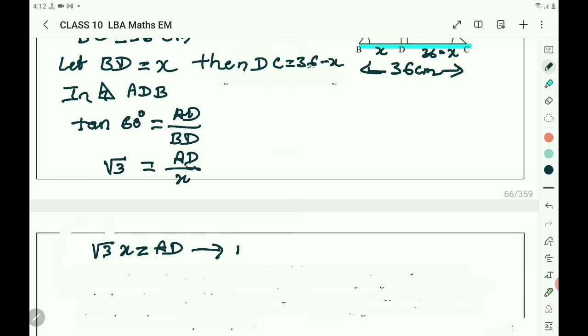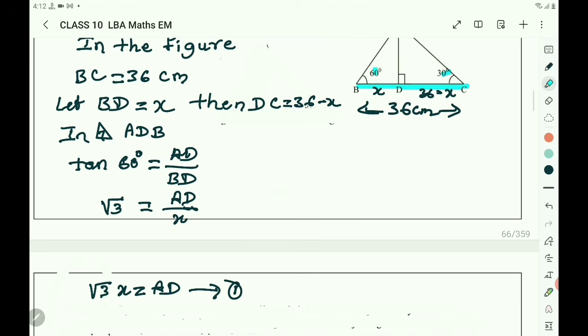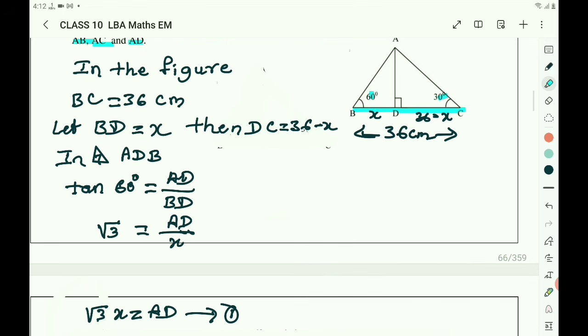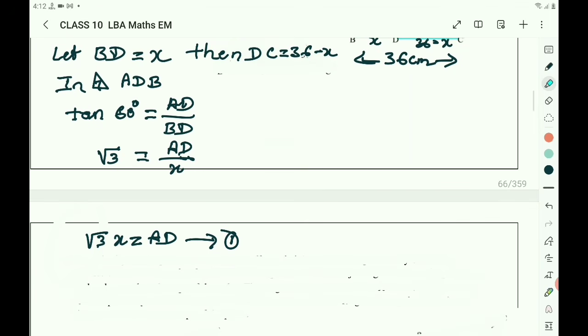Consider this as first. Then take the right angle triangle ADC. For this 30 degree, AD is the opposite side and DC is the adjacent side. Again use the trigonometric ratio with opposite side by adjacent side, that is tan. Then you write tan 30 degree equals, writing the name of the triangle, in the right angle triangle ADC.